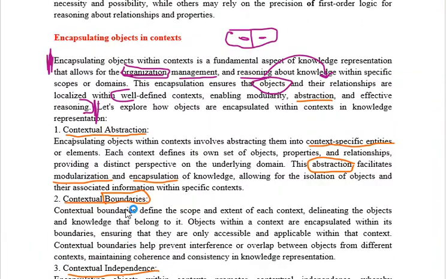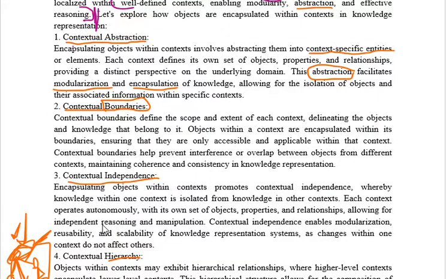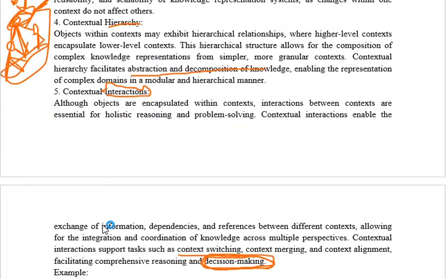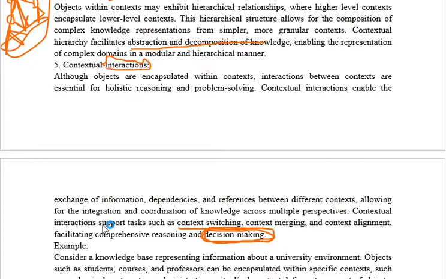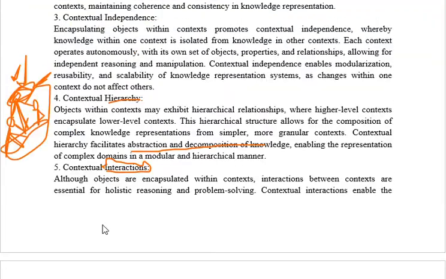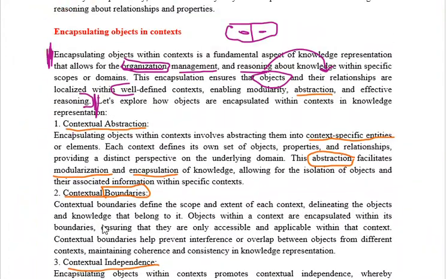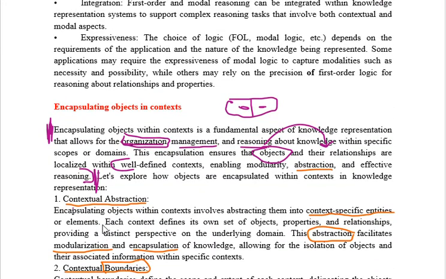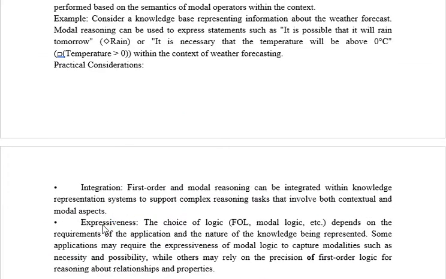I think you understood about this encapsulation and some concepts which are there in encapsulation, like abstraction, boundary, independence, hierarchy, and interaction, which are very important. With this small example you can understand more clearly how we will be using this in context. By this we can end this fourth unit, which is part 2, and till now we completed 4 units: unit 1, unit 2, unit 3, and unit 4. So almost 70% of our syllabus is completed.